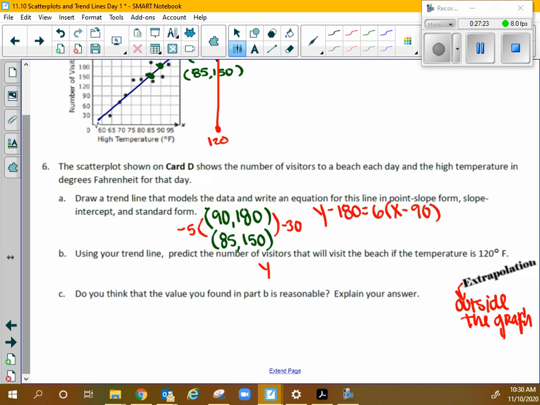x. y minus 180 equals 6 times 120 minus 90. So that's 630. 6 times 30, 180 plus 180, so 360. 360. What? You get what? 120 minus 90 is 30. Times 6 is 180. Oh, I forgot the one. And then add 180. That's 360. 120 minus 90. What's your math on there? 180. Okay. It's 360 people.